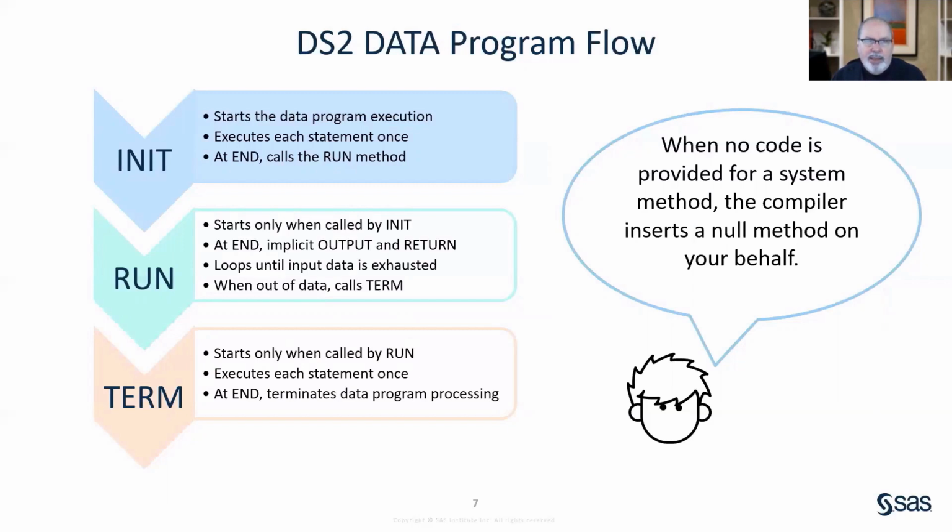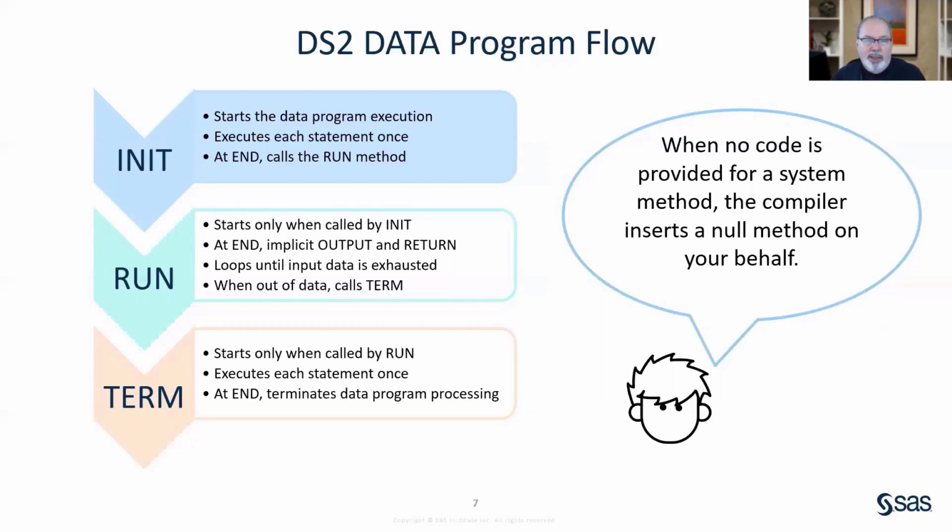This is required because the init method must be there to start execution when the data program starts execution. And the end statement of the init method not only terminates init, but it calls the run method. And the run method needs to be there because it's going to be called by the init method. And it starts when called by init. At the end, you get an implicit output and an implicit return to the top of the run method. And this will loop until there's no more input data.